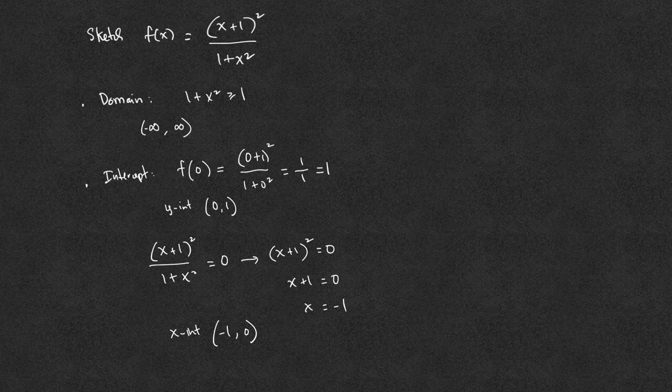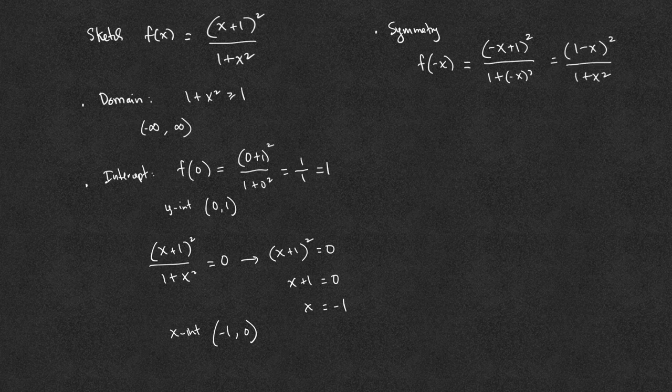Next, we move on and see if there is any symmetry. To find any symmetry, we simply evaluate f of negative x. We simply replace x with negative x. Everywhere we see an x, we replace it with a negative x. The numerator is 1 minus x, the quantity squared. The denominator is still 1 plus x squared.